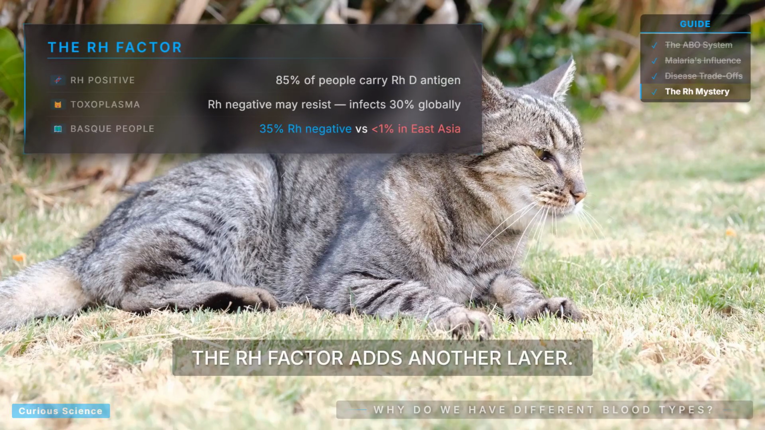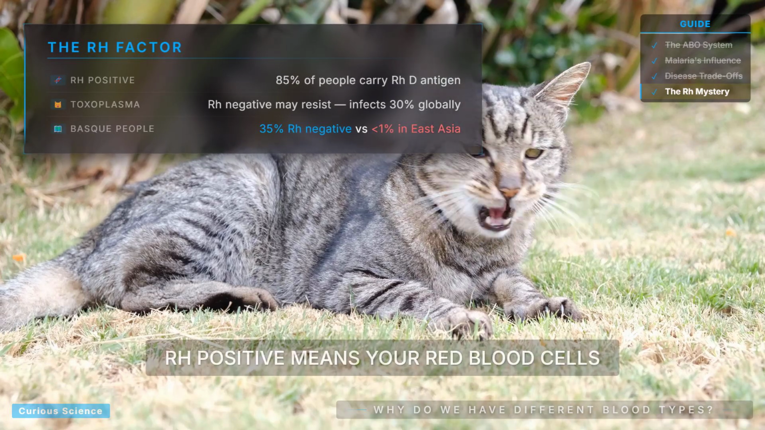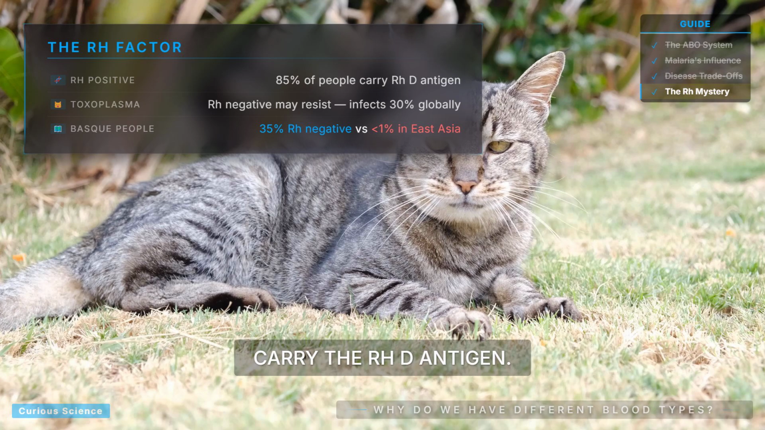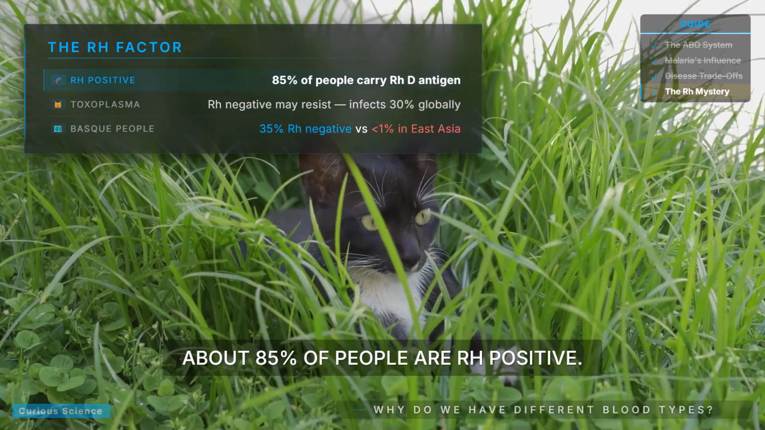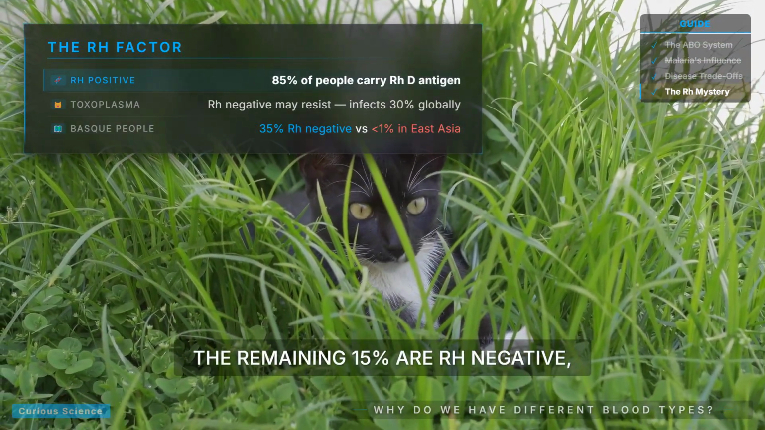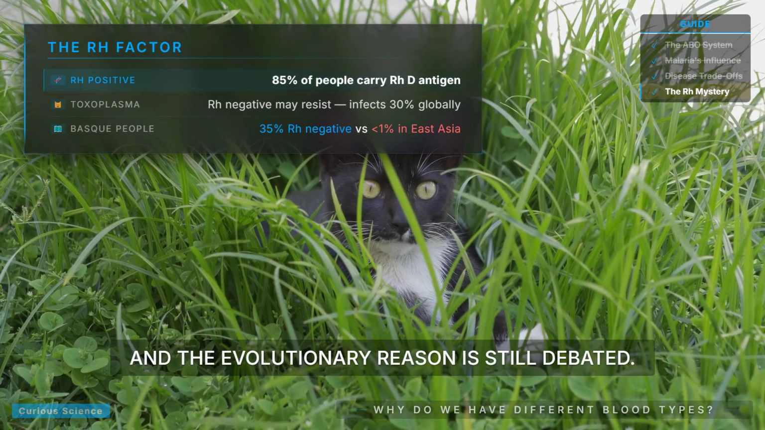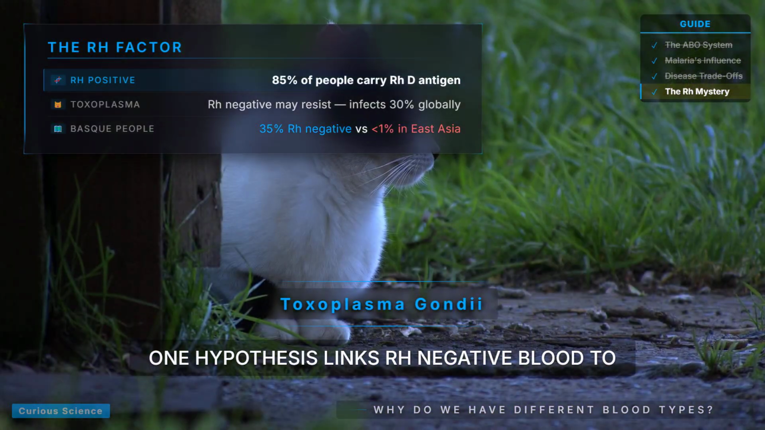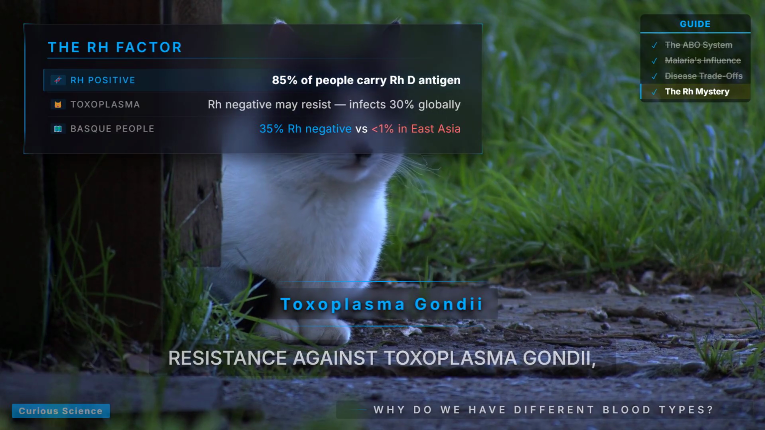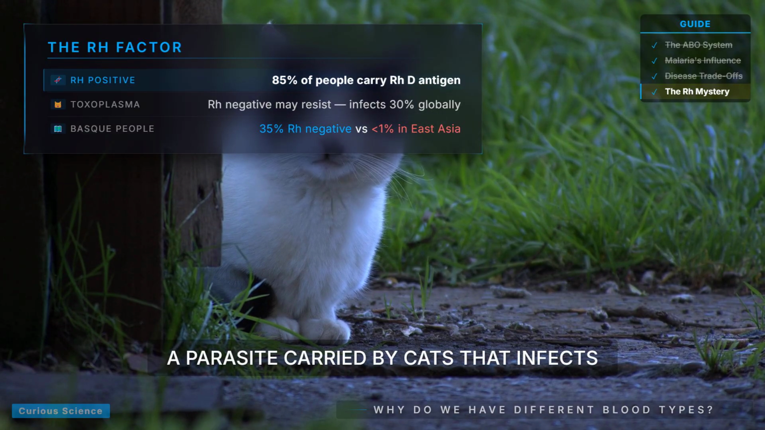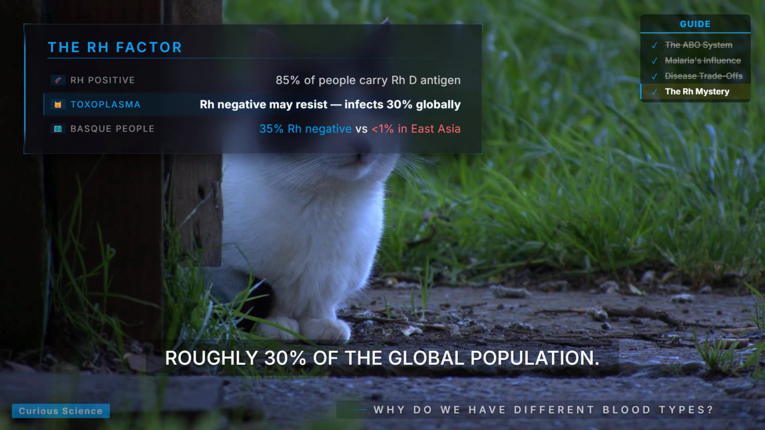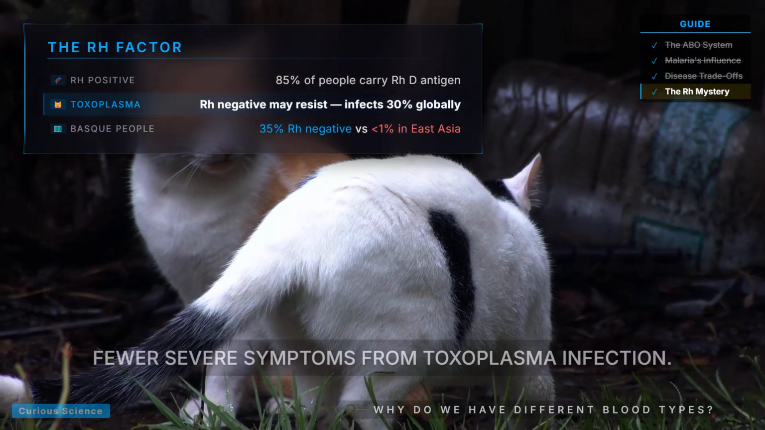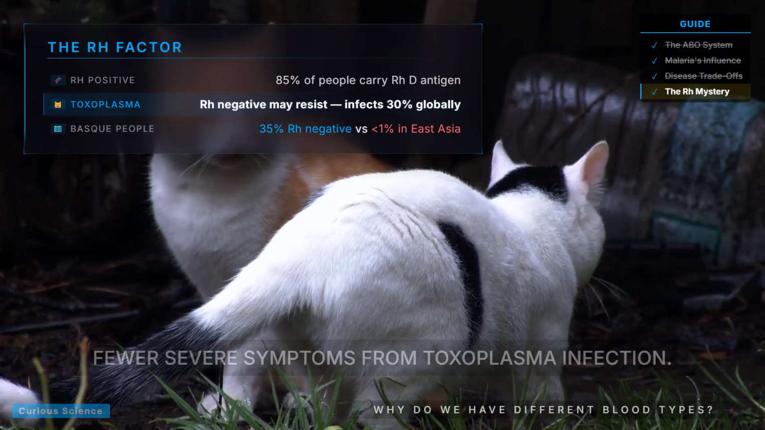Beyond ABO, the Rh factor adds another layer. Rh positive means your red blood cells carry the Rhd antigen. About 85% of people are Rh positive. The remaining 15% are Rh negative, and the evolutionary reason is still debated. One hypothesis links Rh negative blood to resistance against Toxoplasma gondii, a parasite carried by cats that infects roughly 30% of the global population. Some studies suggest Rh negative individuals experience fewer severe symptoms from Toxoplasma infection.